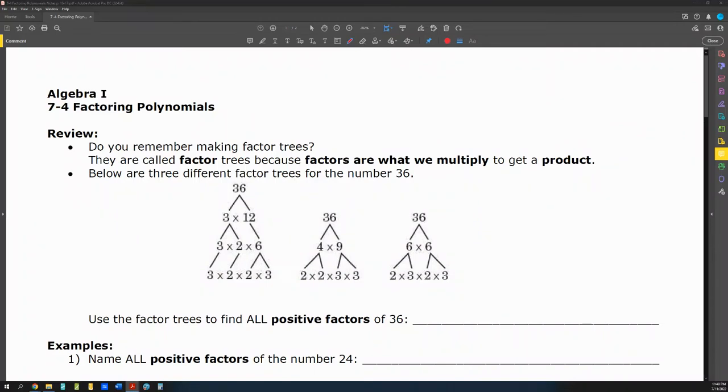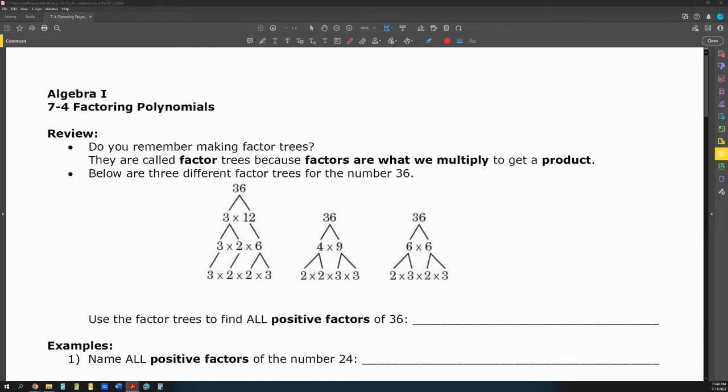Hi everyone. Today we're going to be looking at our notes on factoring polynomials, particularly factoring the GCF, or greatest common factor, out of polynomials. To start, I want to take a look at factor trees. Factor trees are ways that we can find the prime factorization of numbers.